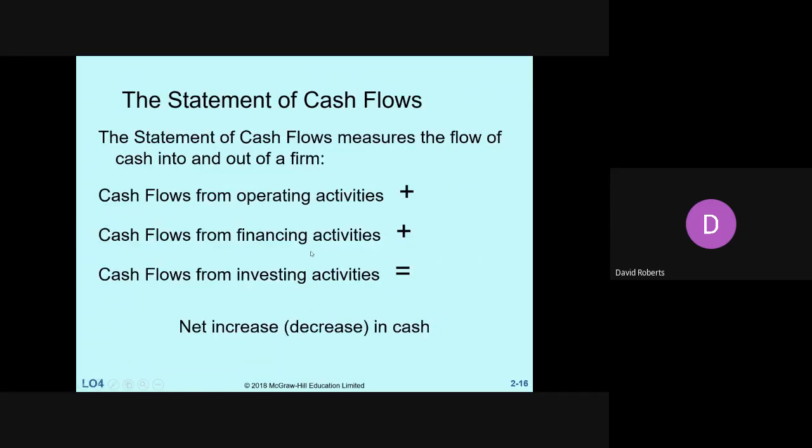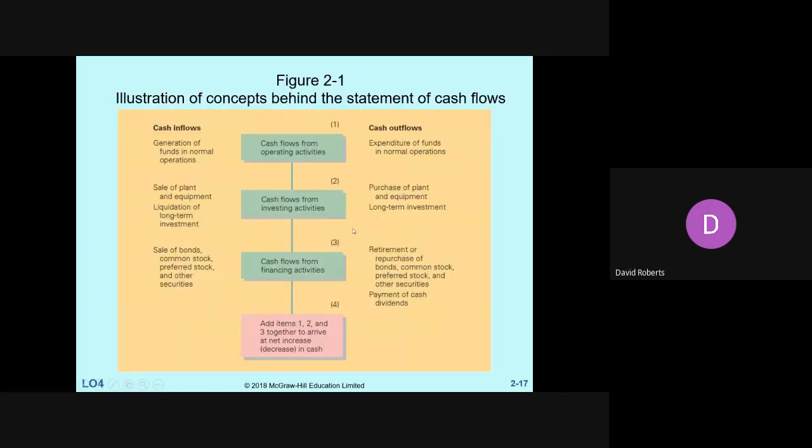So in this case, you get cash from your operations, cash from financing, and you also get cash from investing activities. And it can be an increase or a decrease. You've done these before in your accounting classes, so I'm not going to go through it in great detail. Like I said, this is just a refresher on accounting.